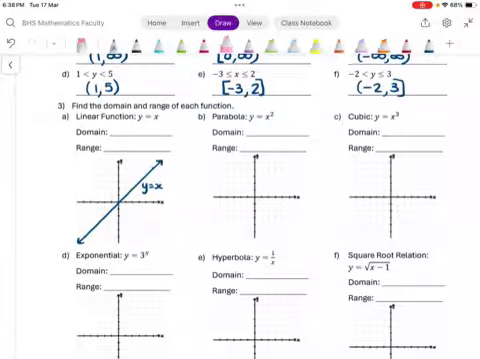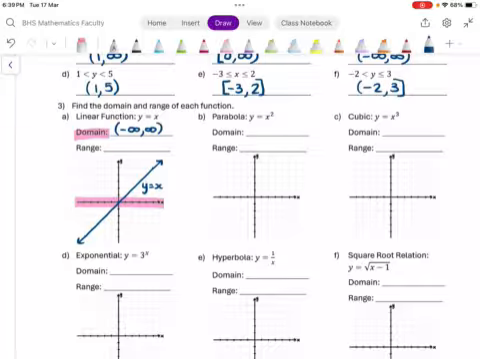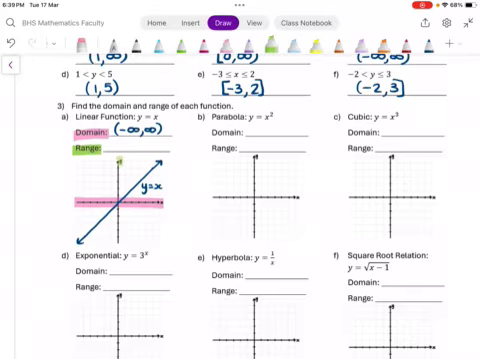Now, when we're talking about our domain, we are talking about what x values we can have. Because this arrow extends all the way on, it means that our y equals x has a domain of negative infinity to infinity. So it will work for any value of x. Our range is what our y values can be. So looking at our y values on our graph, it's again going on and on forever. So it's going to be from negative infinity to infinity. Now, any linear function has the domain and range of negative infinity to infinity.